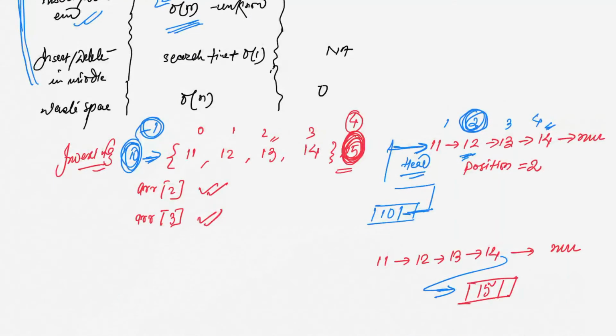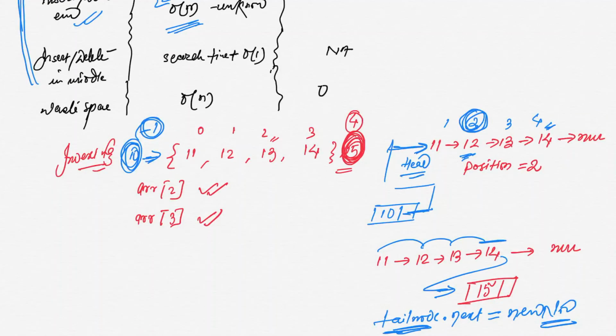If you don't know the tail node, then you need to get it. You need to traverse from head through all the nodes until you reach the node where node dot next is equal to null. Then you have the tail node, and simply you can do tail node dot next equal to new node. This is how a node is added inside the linked list at the tail.